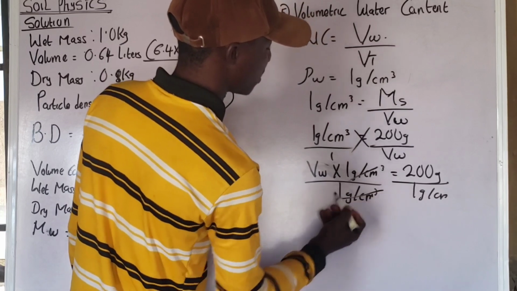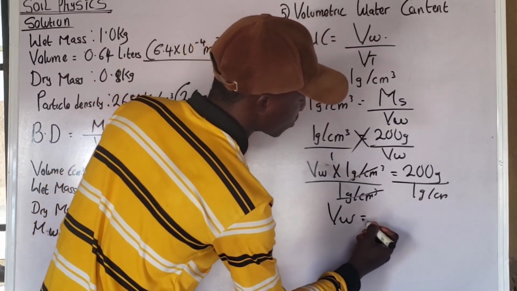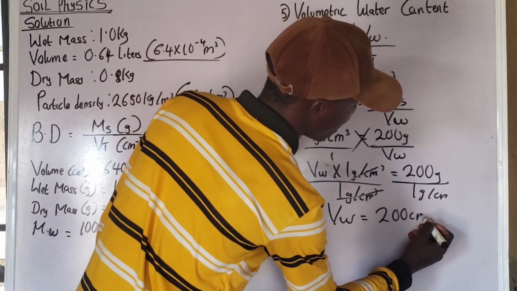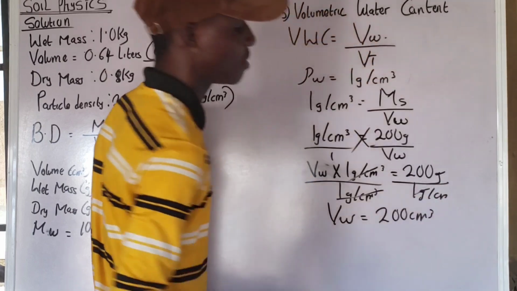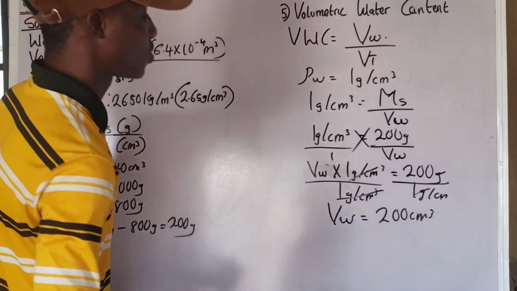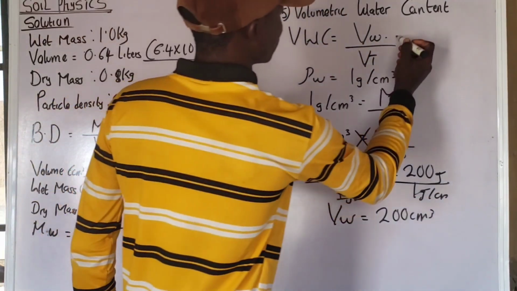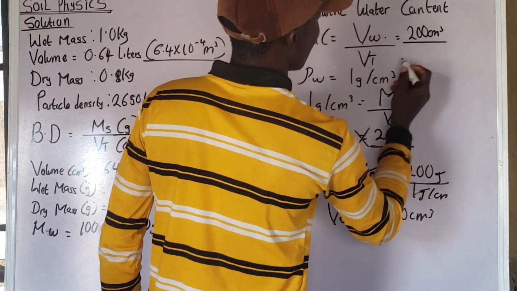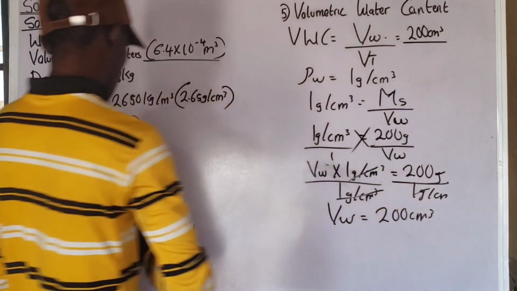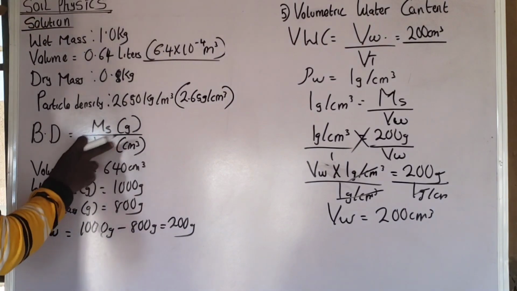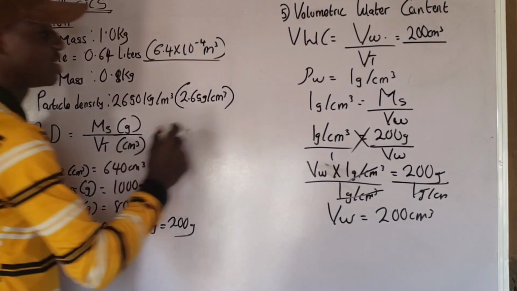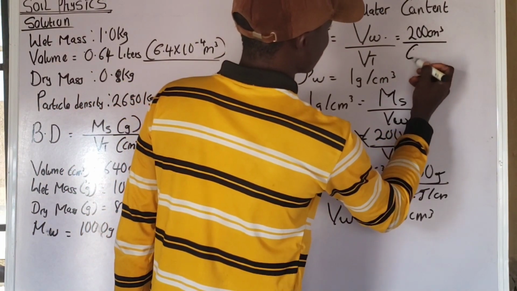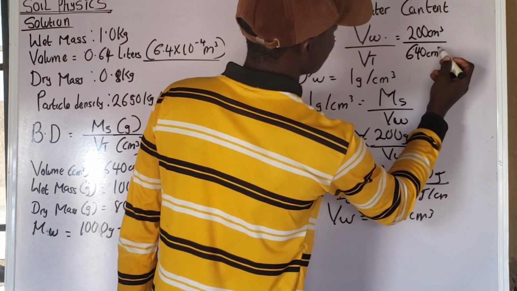This will cancel this. So I'm going to have the volume of water equals 200 cm cube, because this gram will cancel this gram. You understand? Okay, so the volume of water now is what? 200 cm cube all over the total volume. The total volume is what? 640 cm cube. 640 cm cube. You understand?